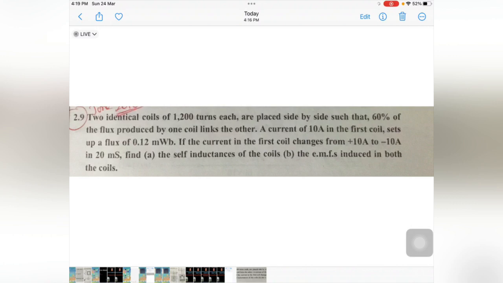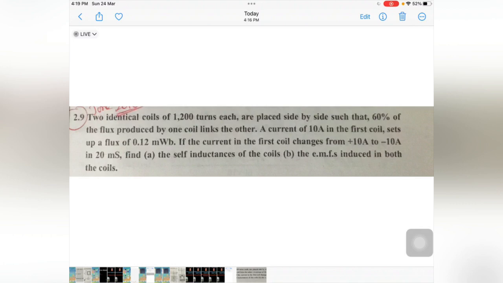milliseconds, carefully observe the current in the coil, because the change in flux is responsible for the voltage. So the current in the first coil changes from plus 10 amps to minus 10 amps in 20 milliseconds. Find the self-inductance of the coils, and second, the EMFs induced in both the coils, that is primary as well as secondary. If we solve this problem, we can understand both the self-inductance as well as mutual inductance concept.